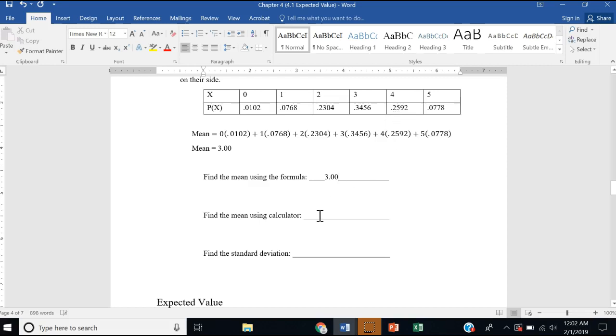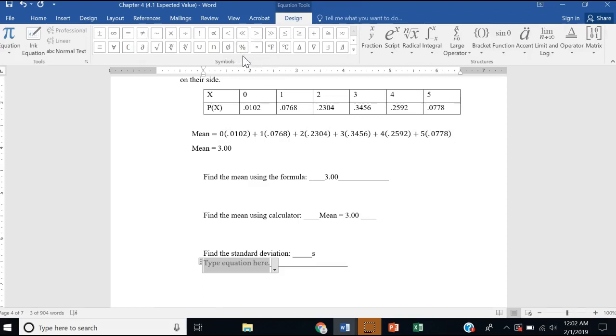Now, one thing you'll see when you find the mean using the calculator, the mean, again, rounded to 2 decimal places, still comes out exactly the same. All right, it's 3.00. However, one weird thing happens with the standard deviation. You should notice on your calculator, remember, standard deviation of a sample was denoted by S, and standard deviation for a population was denoted by lowercase sigma. Let me get a lowercase sigma symbol in here if I can find it.